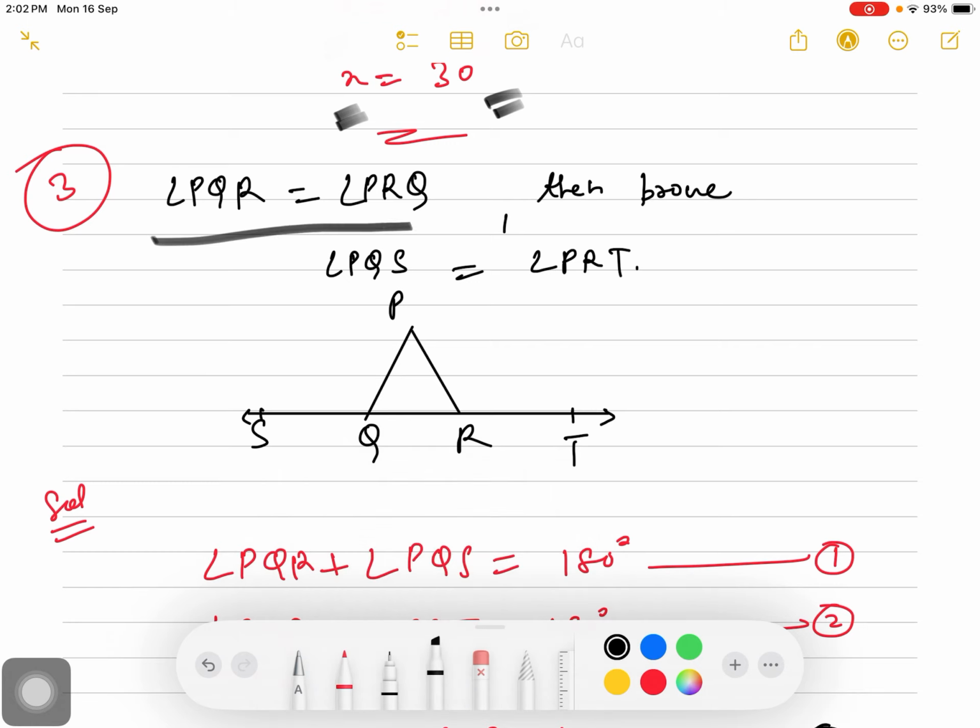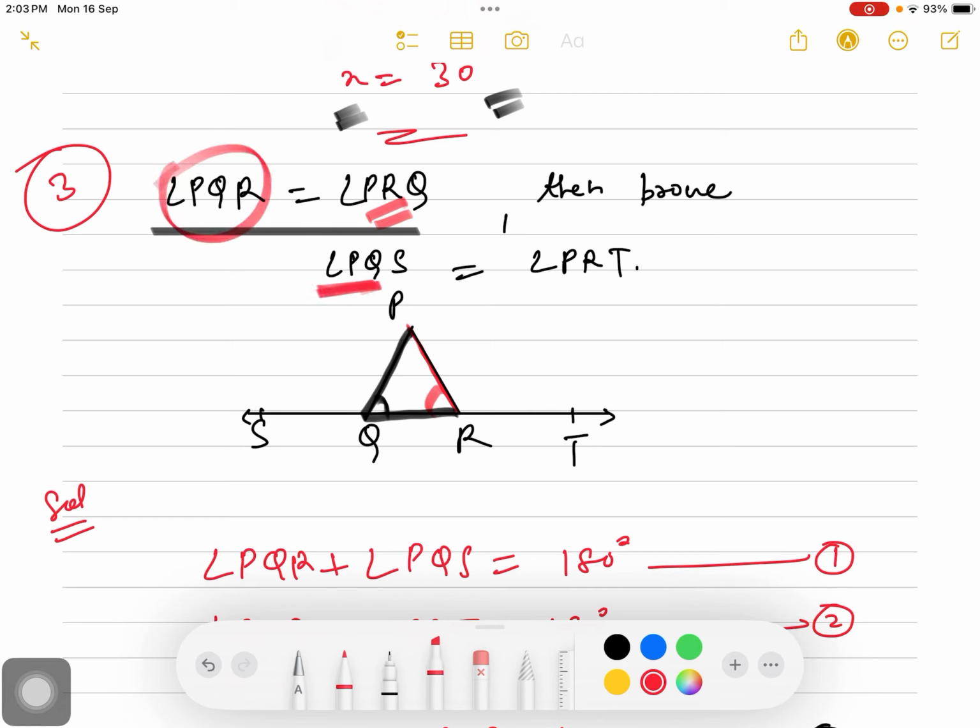In the third question they are saying angle PQR is equal to angle PRQ. The figure is given in the question. PQR means this angle they are talking about, and they are telling us it is equal to PRQ. PRQ means this angle. So these two angles are given equal: angle PQR equals angle PRQ.